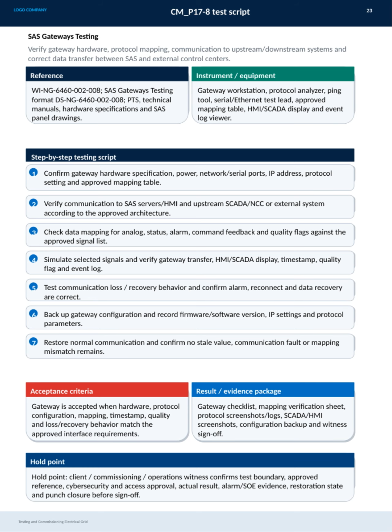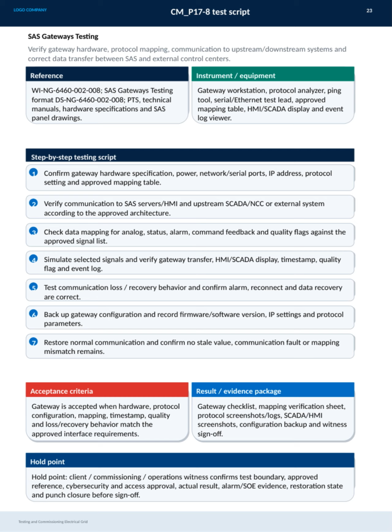The main goal here is to verify that the gateway hardware, protocol mapping, and communication between the SAS and both upstream and downstream systems are functioning correctly, ensuring accurate data transfer to external control centers. To carry out this testing, we use several instruments and equipment, including a gateway workstation, protocol analyzer, ping tool, test leads for serial and Ethernet connections, an approved mapping table, and tools like the HMI/SCADA display along with an event log viewer.